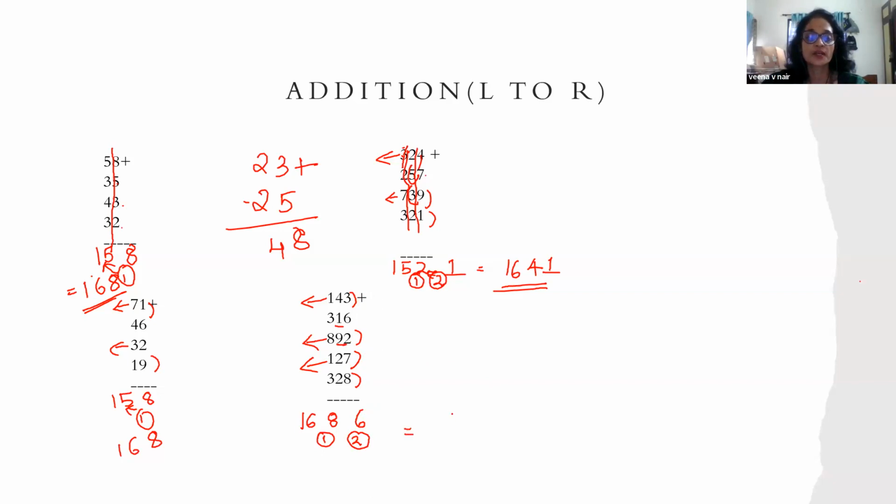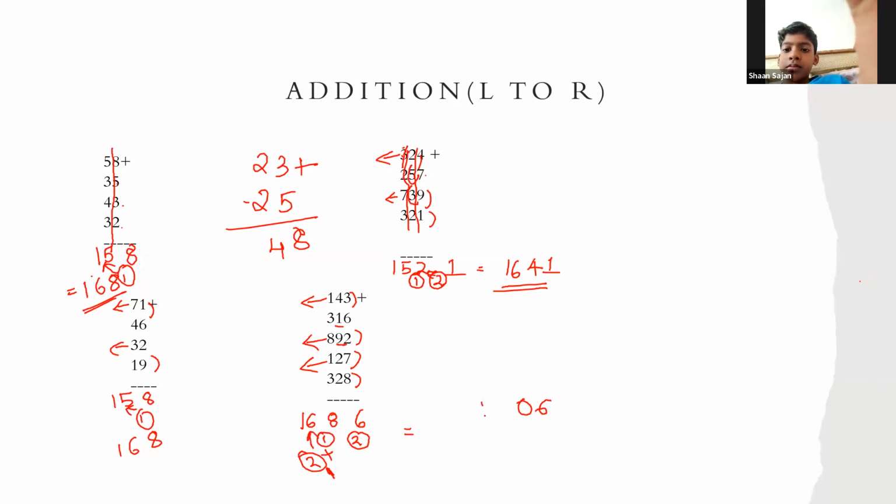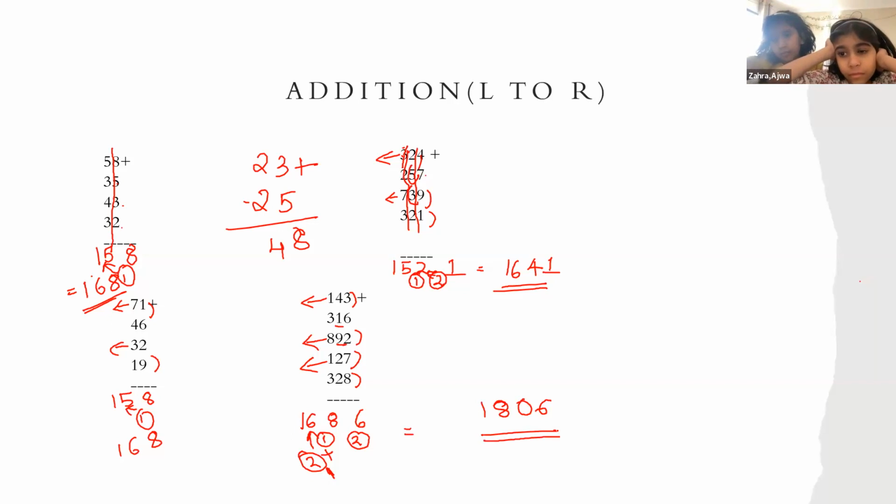Now we add it up. That is 6. 2 plus 8, 10. So now we add one more to this because it is 10. So it becomes 0 and here we add 1. So here it becomes 2 instead of 1. We add this 2 to 16 and it becomes 1806. Did you understand? Yes.